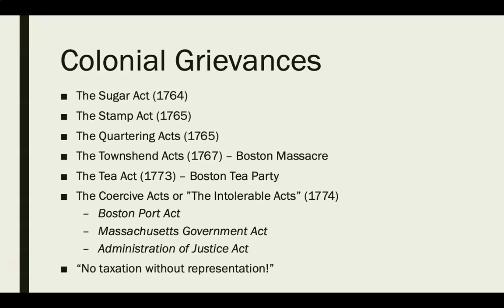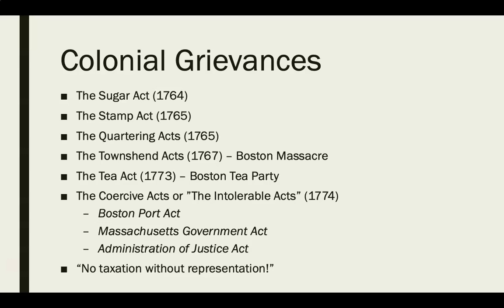And this is when Parliament really lays down the law, because they're upset, and so they punish the colonists for this with the Coercive Acts, or as they're known by Americans, the Intolerable Acts. And it was about 5 acts, but there are 3 that are important. The biggest one being the Boston Port Act, where they closed down the Boston Harbor indefinitely as punishment for the Boston Tea Party.